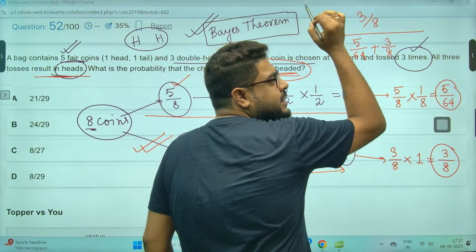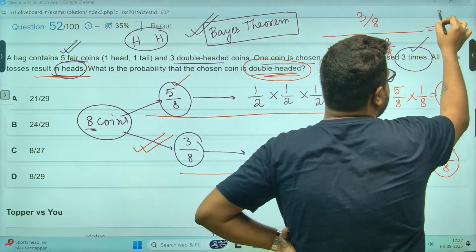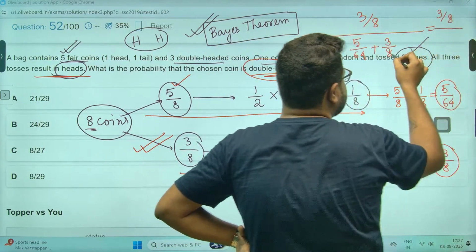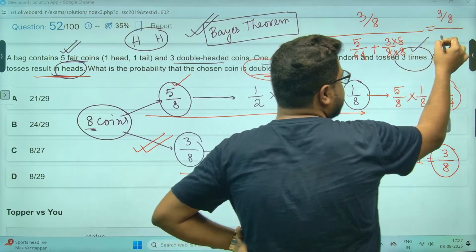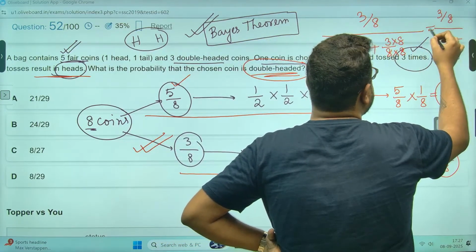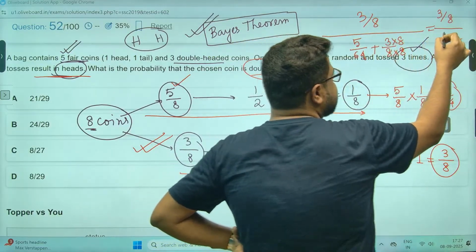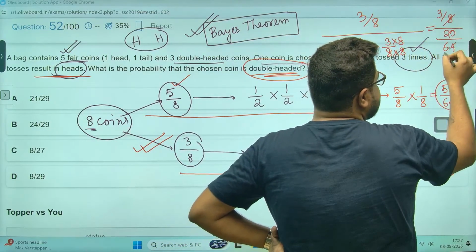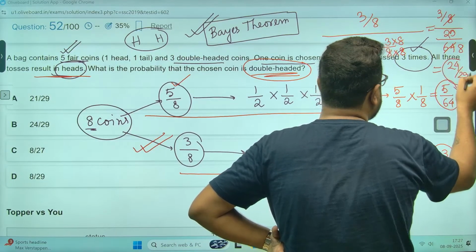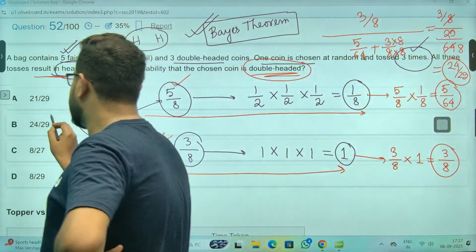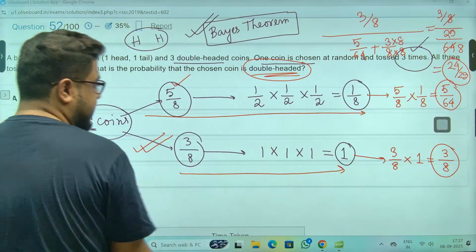That's your answer. Now do a little bit of calculation. 3 by 8 divided by, so this is into 8 into 8, 64. And this is 24, 29. So this is 8. So 24 by 29 is the answer. Option number B is your correct answer.